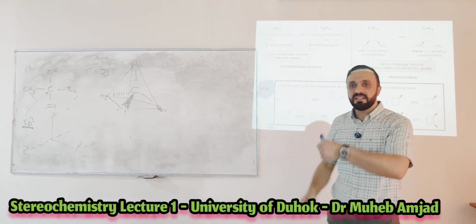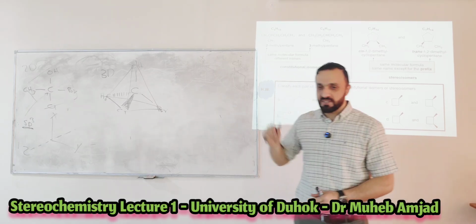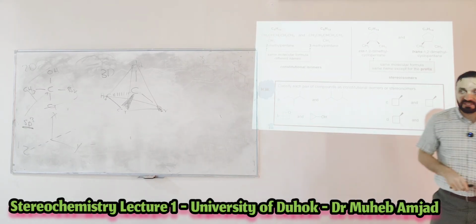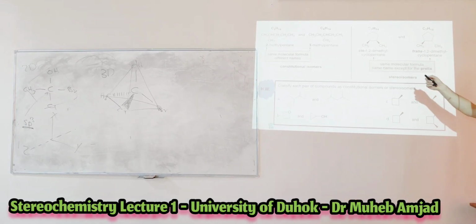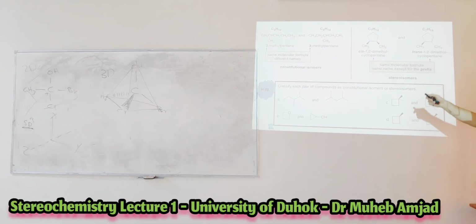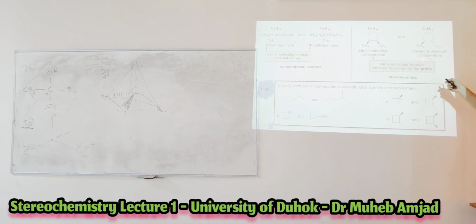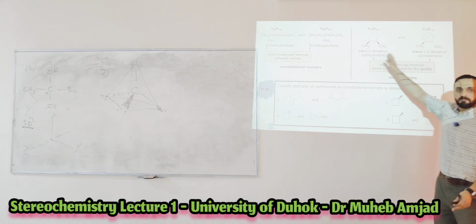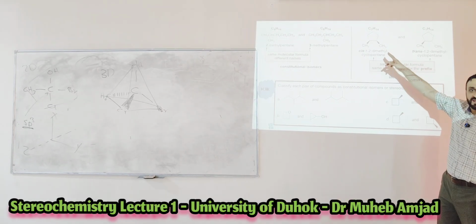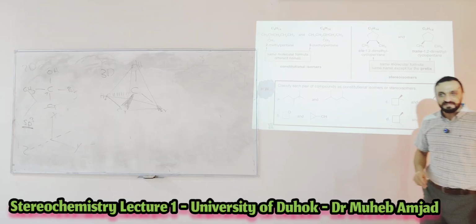So directly, it is what? Constitutional isomers. Constitutional isomers. Look, this and this, the chemical formula is the same. And the name gives me cis-trans. 1,2-dimethyl cyclopentane. 1,2-dimethyl cyclopentane. Same name. Same molecular formula but different orientation.